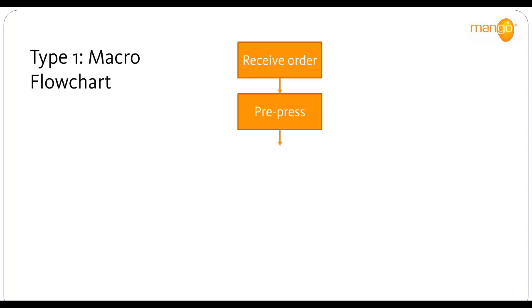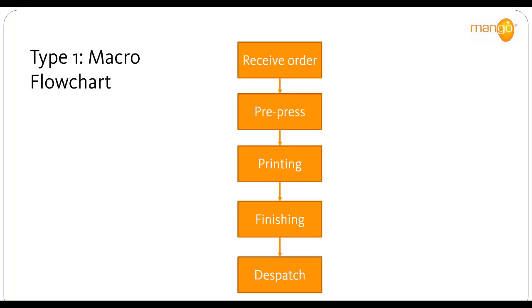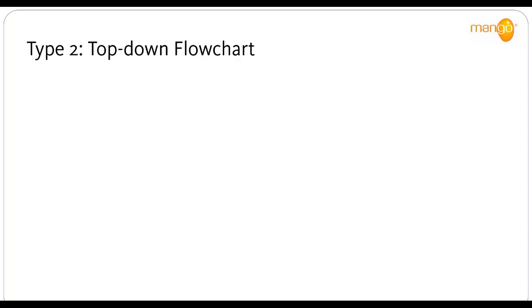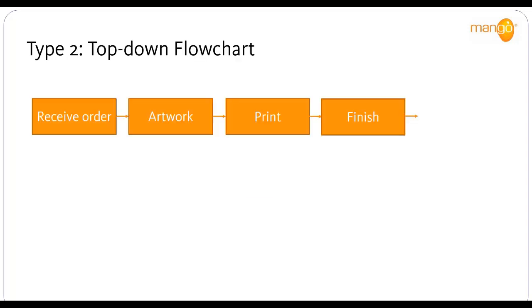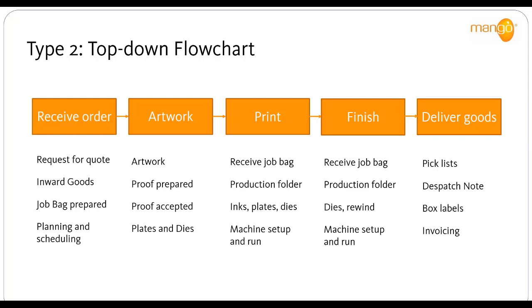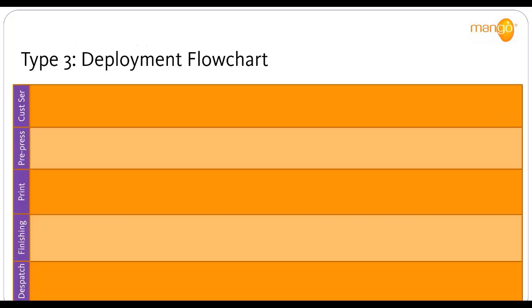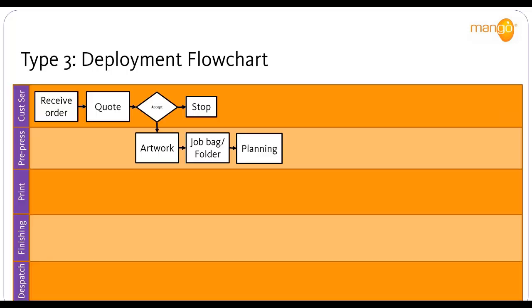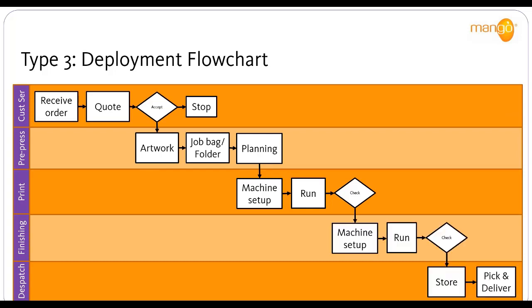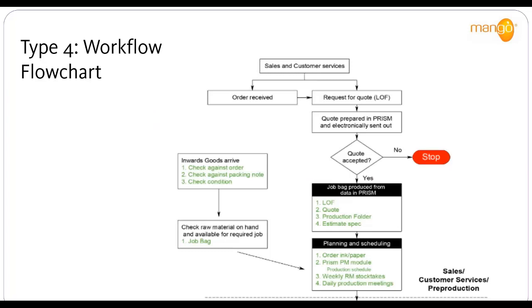So the macro is just a very overview type, a top-down, which has the same as the macro, but in more detail with a top-down process. Then there's the deployment. And then finally, the workflow flowchart.